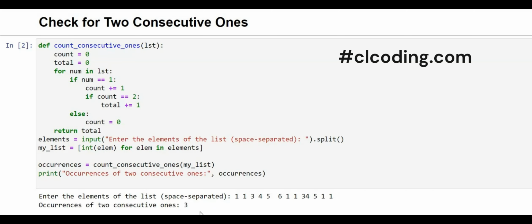And here we can see that the occurrence of two consecutive ones is 3, and we can also see here that 2 times 1 has occurred, then here again, total thrice.